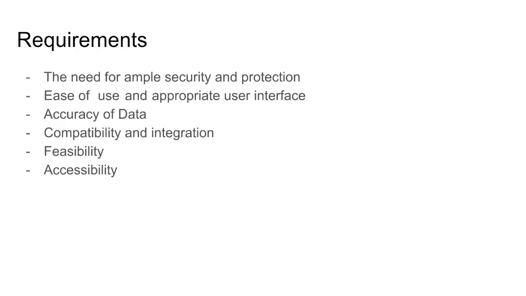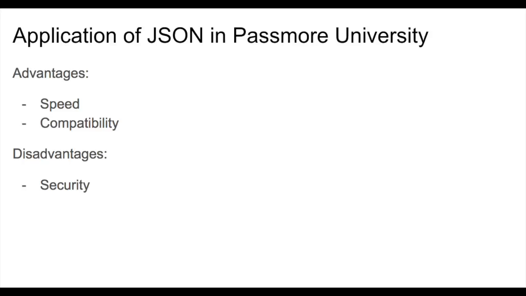The information system is going to have to be accessed from all over the world because the university has a lot of international students and therefore will be accessed in various different servers and web browsers. Therefore, the system has to be able to be accessed by various different web browsers and servers without being harmed. Knowing the requirements for Passmore University's information system, we can see if JSON is a good fit for them.